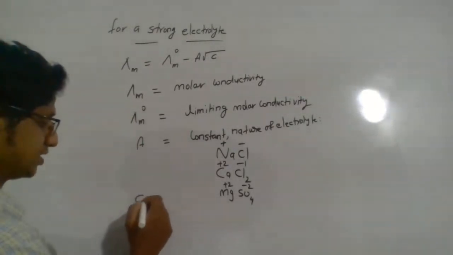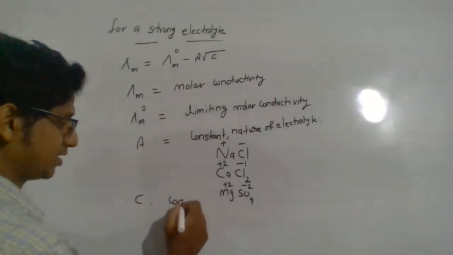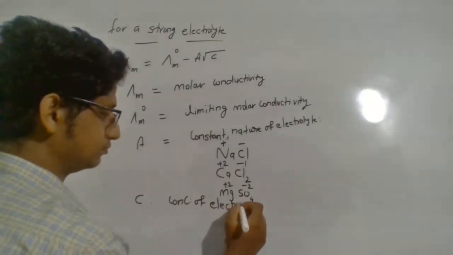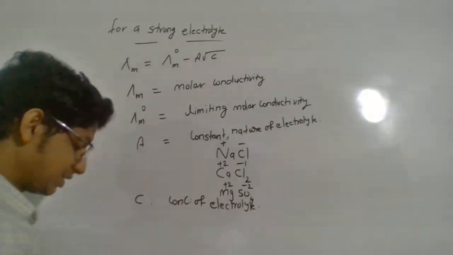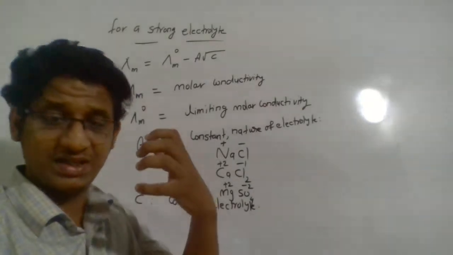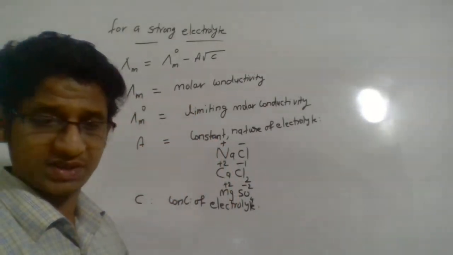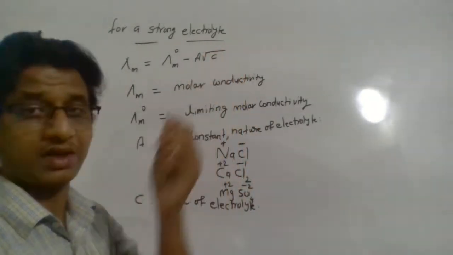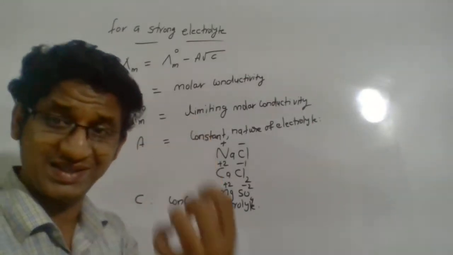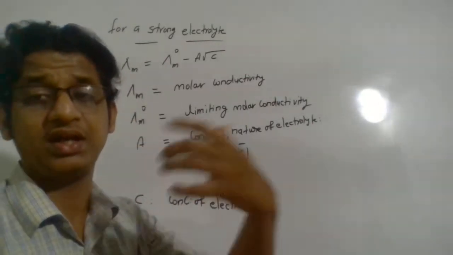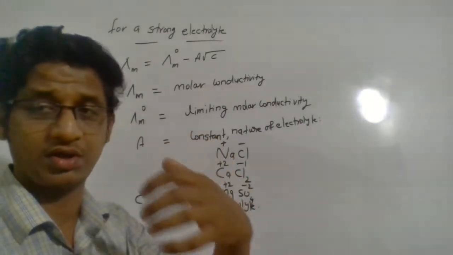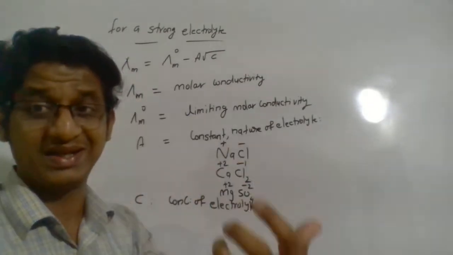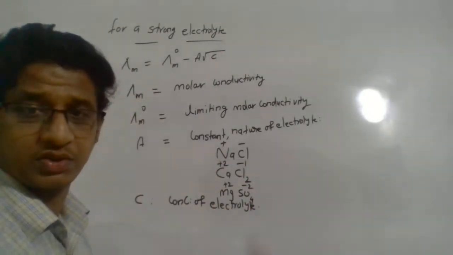Similarly, c is the concentration of the electrolyte. Always understand that when we are discussing how the molar conductivity varies with dilution, we are always connecting it with the concentration, because a decrease in concentration means you are increasing the amount of solvent, or I will say dilution increases. Decrease in concentration, increase in dilution. That's the way you have to think.